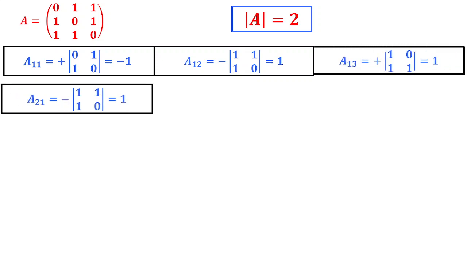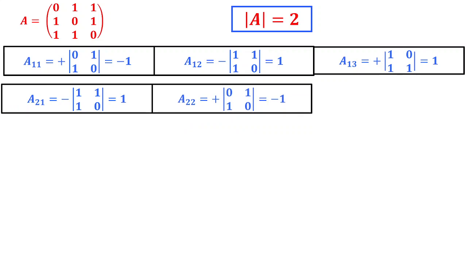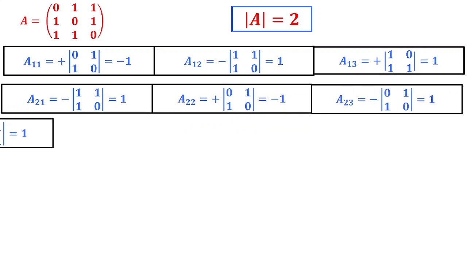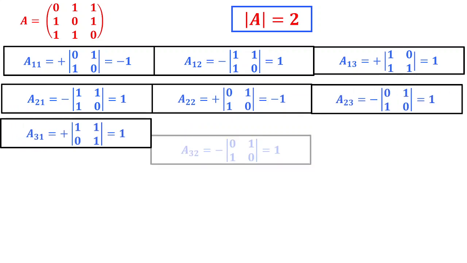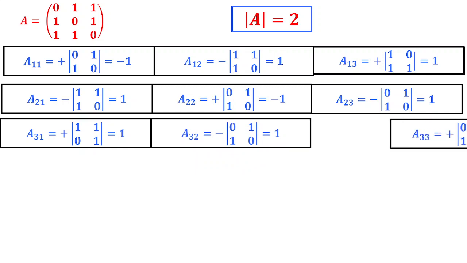I am calculating A21. I am calculating A22. I am calculating A23. I am calculating A31. Calculating A32 and A33. It is plus sign, obtained by removing the row in which that element 0 lies and the column in which the 0 lies. It is 0 1 and 1 0, minus 1.